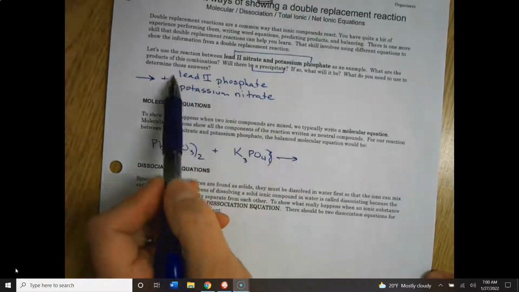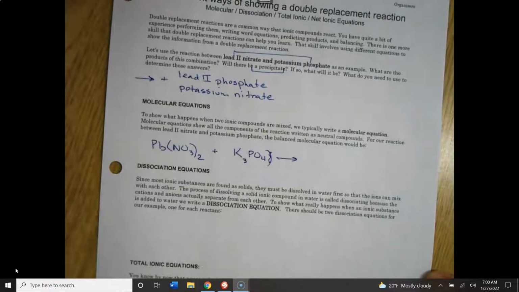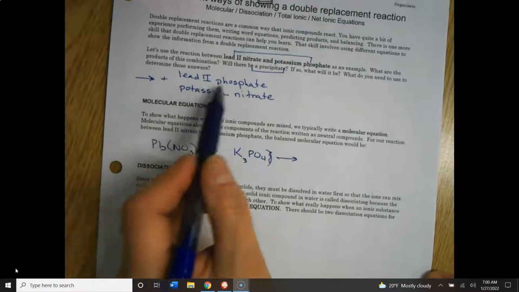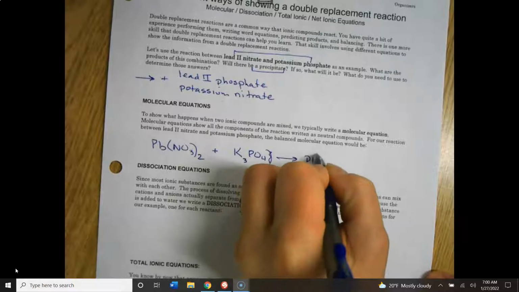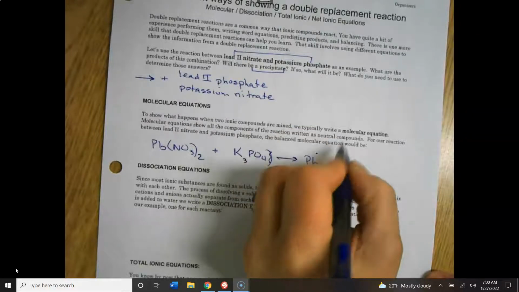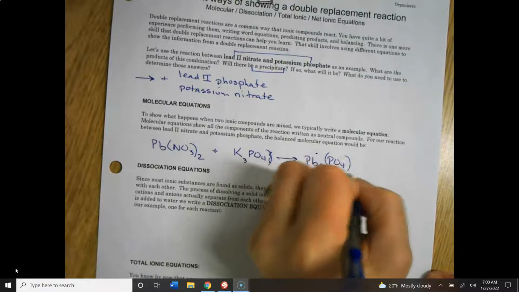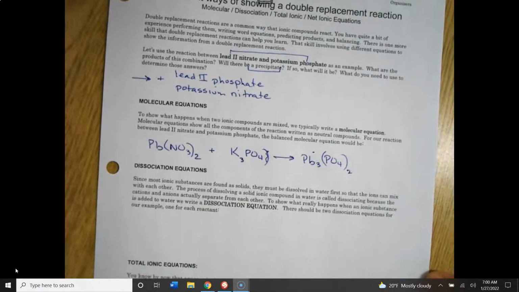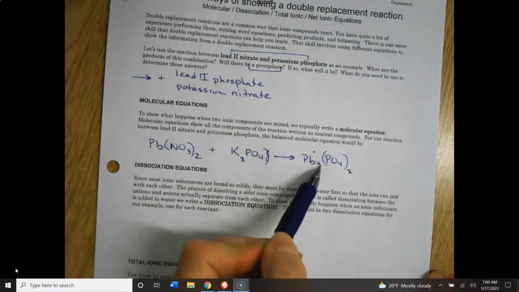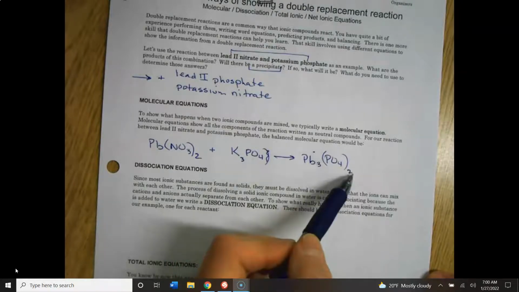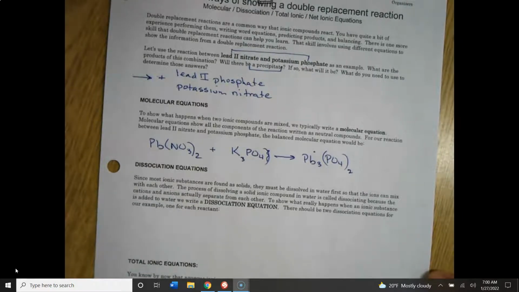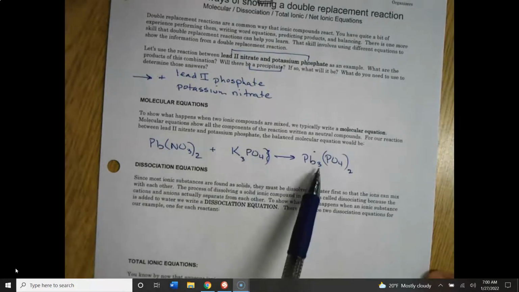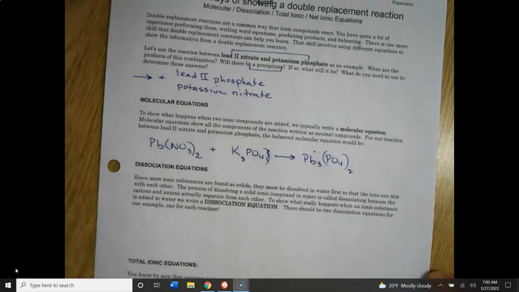So I want to write the right formula for lead-2 phosphate first. So Pb is 2+, phosphate is 3-. So I'm going to have to write the formula Pb3(PO4)2 in order to make sure that it's electrically neutral, right? Plus 2 times 3 is 6, minus 3 times 2 is 6, so it's electrically neutral. So it doesn't matter at this point that I have 1 lead here and 3 leads here. I have to get each individual formula written correctly first.